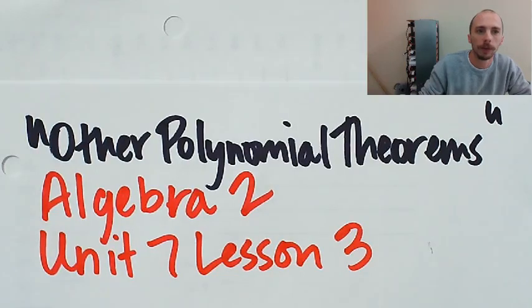Alright, welcome. In this video we're going to be talking about some other polynomial theorems. Last time we talked about the fundamental theorem of algebra, which told us that the degree of a polynomial and its number of zeros were intrinsically linked. And today we're going to talk about the complex conjugates theorem and Descartes' rule of signs.